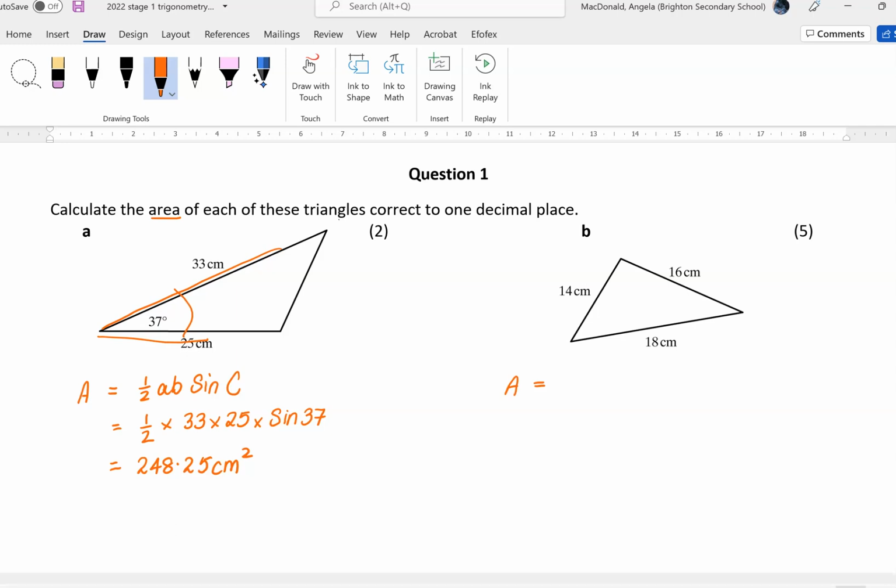When we look at B, right, we don't have 2 lengths from the angle in the middle. We've got all 3 lengths. So that means we actually have to find one of the angles. The only way to do that is using your cosine rule. Now you can't use your sine rule because we don't have a known pair. All right. So 3 lengths. Pick an angle, any angle. Let's just go with that one at the top.